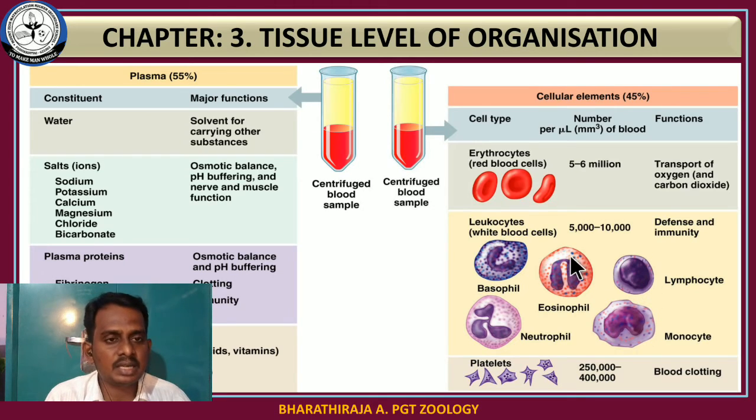And these cells are classified into 2 types based on the presence or absence of granules in the cytoplasm: agranulocytes and granulocytes. Lymphocytes and monocytes are agranulocytes. Neutrophil, eosinophil and basophils are granulocytes, because these cells contain granules in their cytoplasm. Okay, what are the functions carried out by these WBC cells? The main function is defense and immunity.